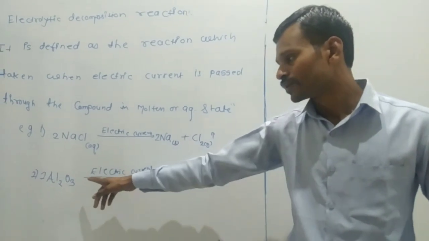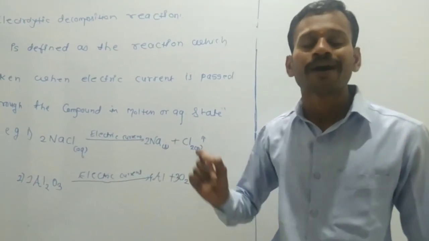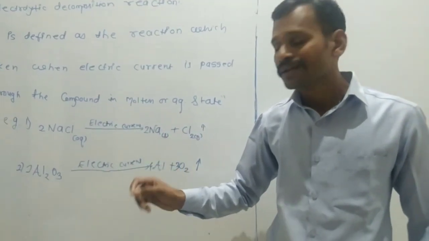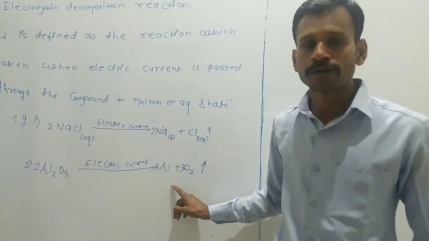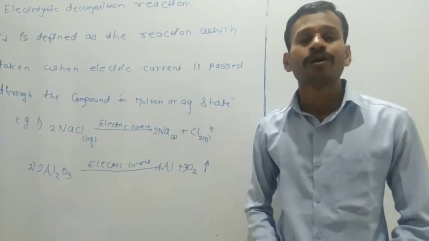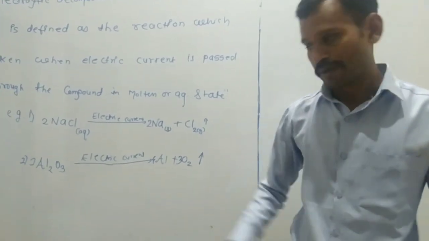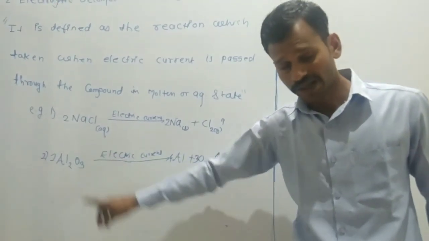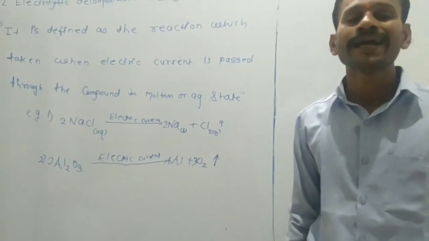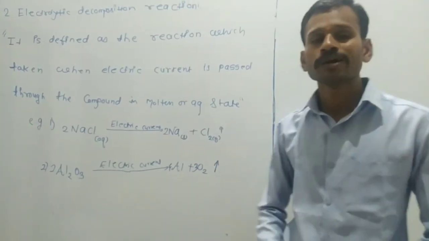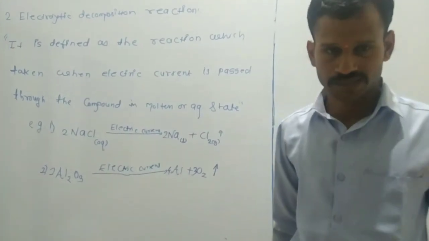This means when the molten state of alumina or aluminium oxide has electric current passed through it, it forms aluminium and oxygen gas. From a single reactant, two products are formed. So that's why this is again the electrolytic type of decomposition reaction.